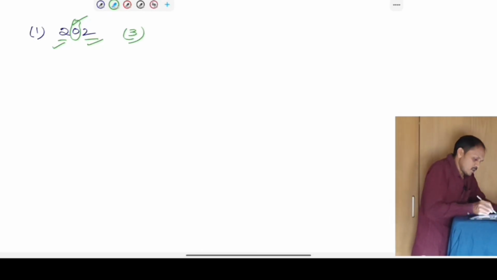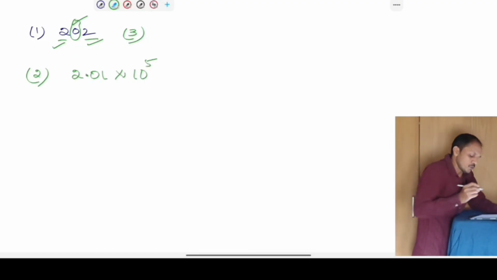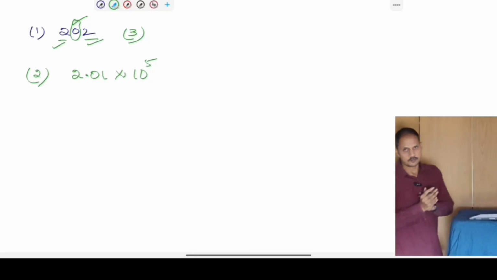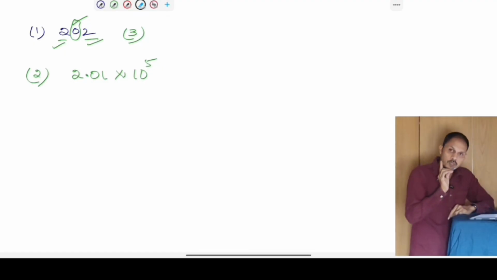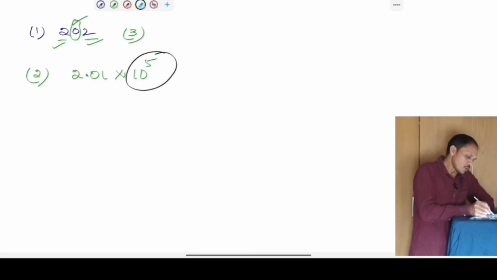Now tell me this. 2.01 into 10 power 5. How many significants are there? Remember, in such cases, what we do is just check the number only. This 10 power 5 is called the order of the number.